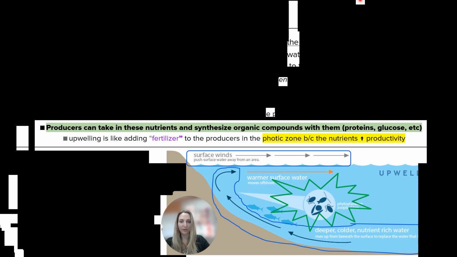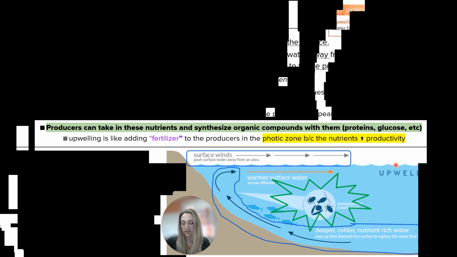And it's going to increase producer productivity. Productivity is a rate. It is the rate of glucose production or the rate of photosynthesis. So how fast an organism is doing photosynthesis. So productivity, it is a rate.